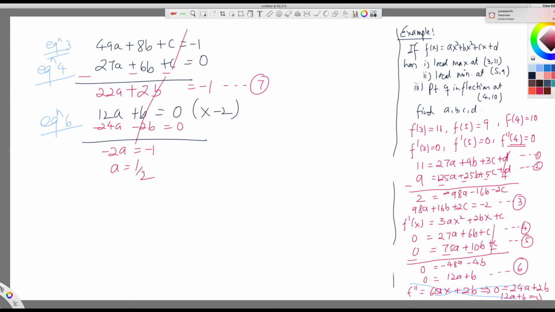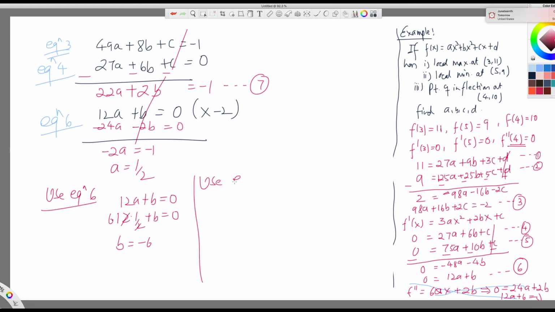So you need to plug in a equals 1/2 into equation 6. What do you get? 12a plus b equals 0. A is 1/2, so 12 times 1/2 plus b equals 0. So this is 6, right? So b equals negative 6, because 12 divided by 2 is 6. Now you will plug in a and b into equation number 3 or 4.